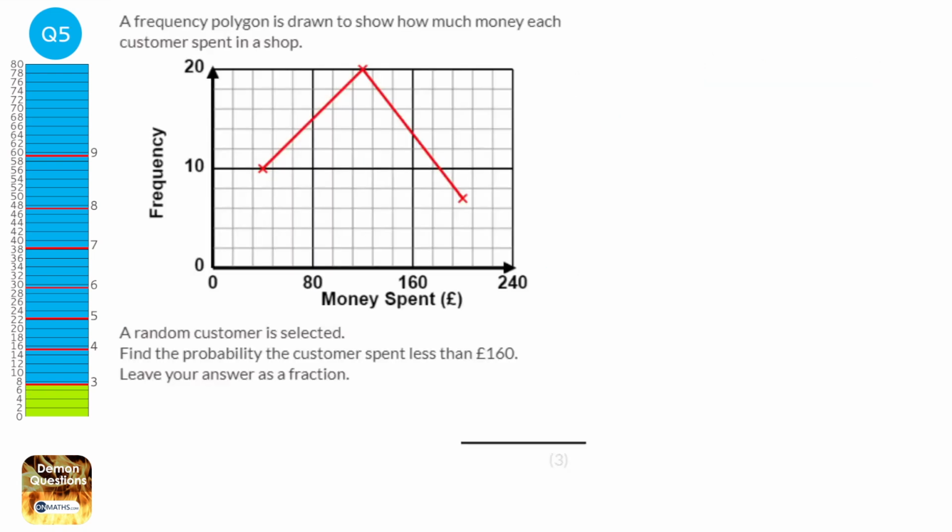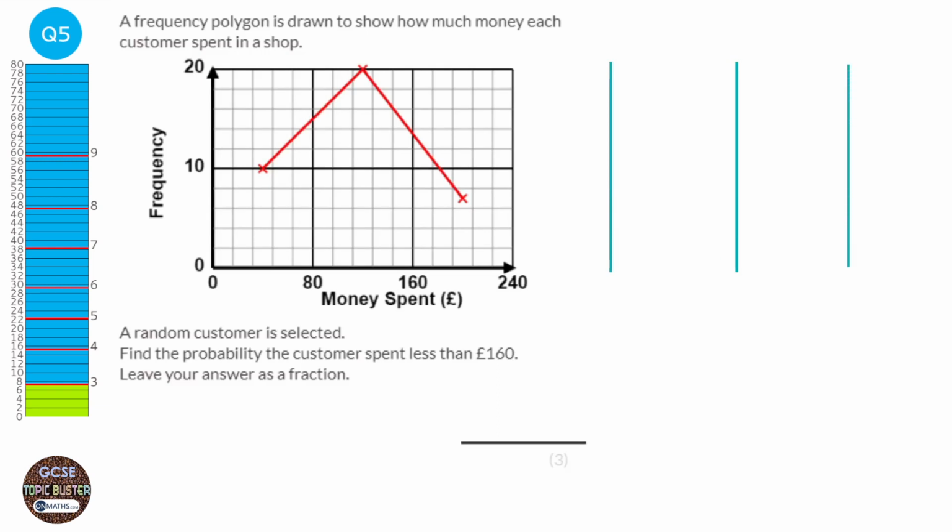So for this frequency polygon, what we've got to do is work backwards to work out what the table was that created it. So we're going to just draw a starting of a table.